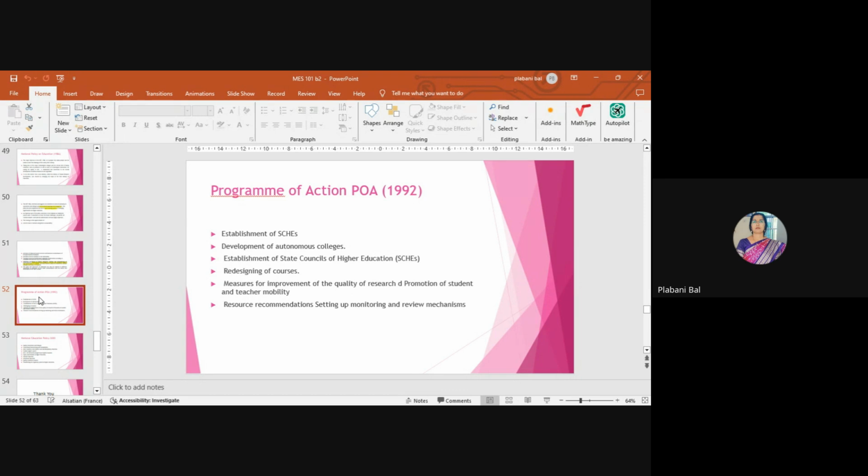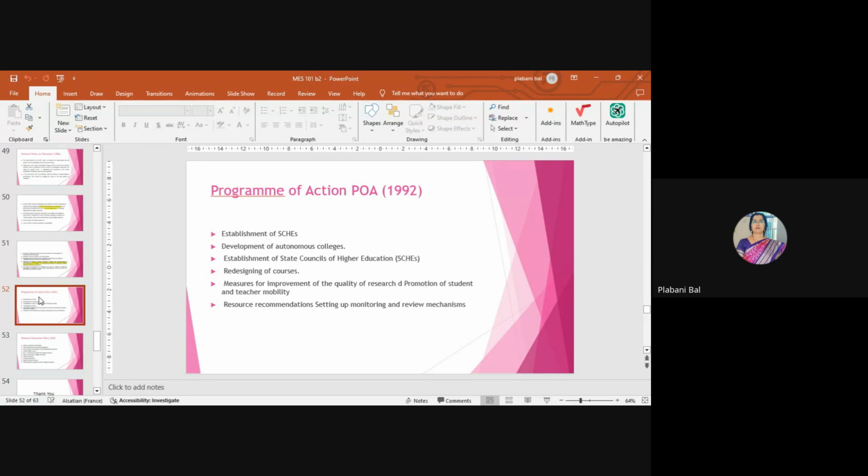So program of action 92, what it says is the state council of higher education, autonomous college, redesigning of course, measure of improvement of quality of research, promotion of student, teacher mobility, research recommendation, setting up a monitoring and review mechanism. Like this, all these things are mentioned in the 1992 policy or program of action.